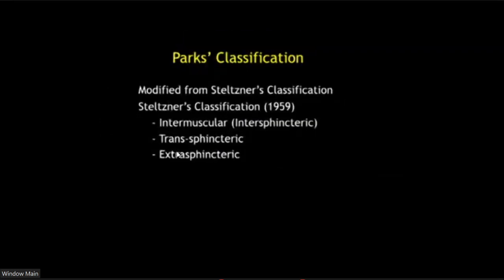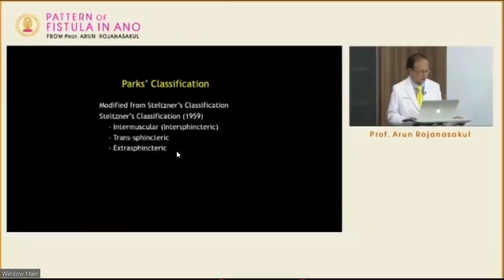Parks classification, in fact, Parks had the idea from Stelzner. Stelzner in Germany in 1959 had a classification. At that time, there were 3 types: intersphincteric, transsphincteric, and extrasphincteric. No suprasphincteric at the time.